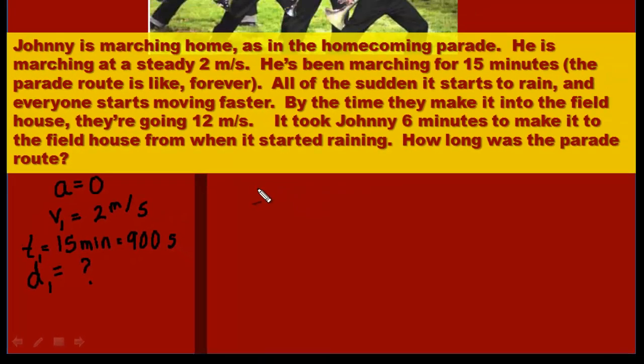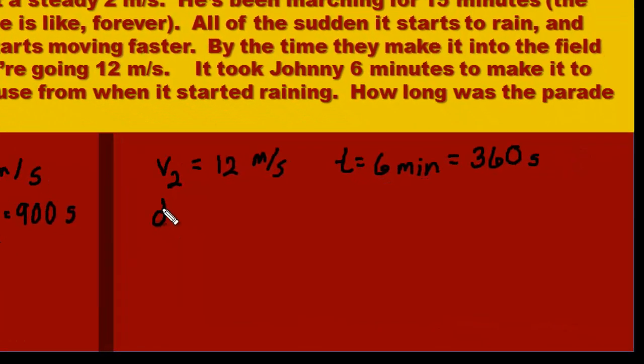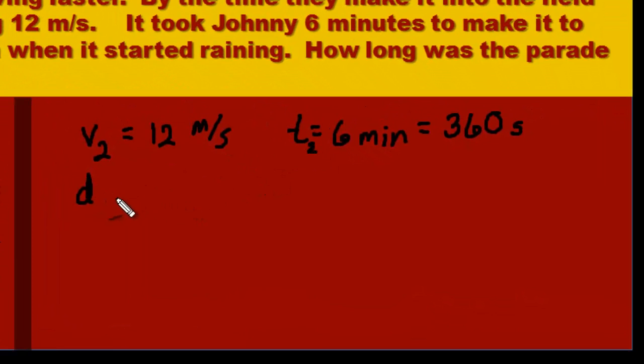Then let's look at the second part. In the second part, it starts raining, okay, and everyone starts moving faster. Moving faster implies a change in velocity. And it says by the time they make it to the field house, they're going 12 meters per second. So the final velocity is 12 meters per second. And it says it took Johnny 6 minutes to make it to the field house from when it started raining. So the time he spent in this increased velocity is 6 minutes, which of course we immediately change to seconds. And also we still want to know what the distance is. Since this is the second time, we'll call this the second distance.